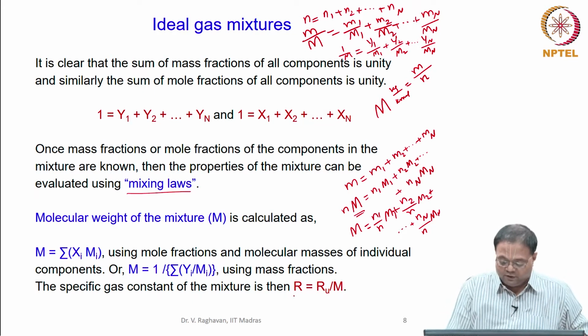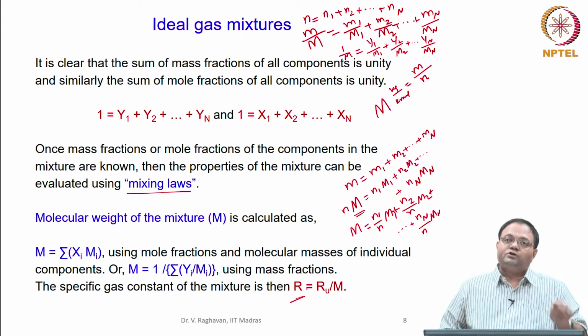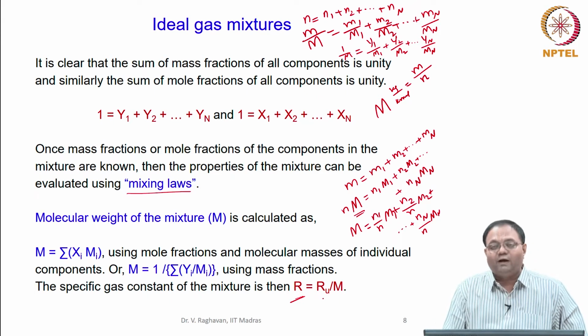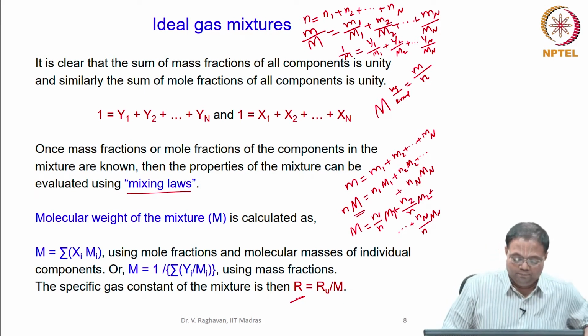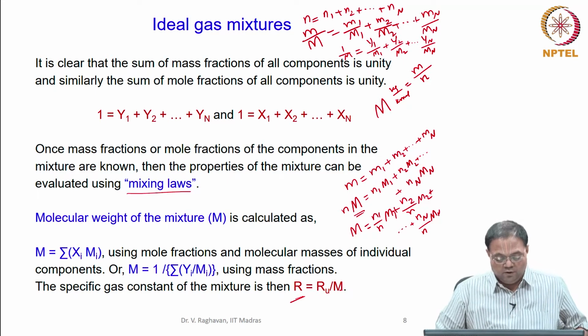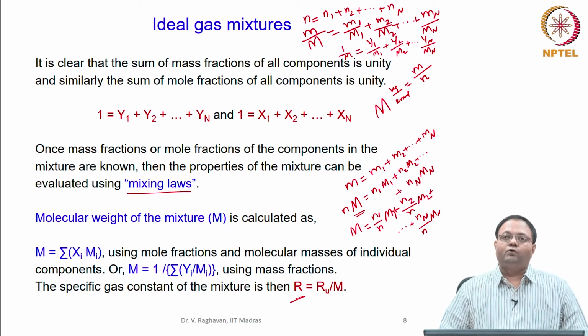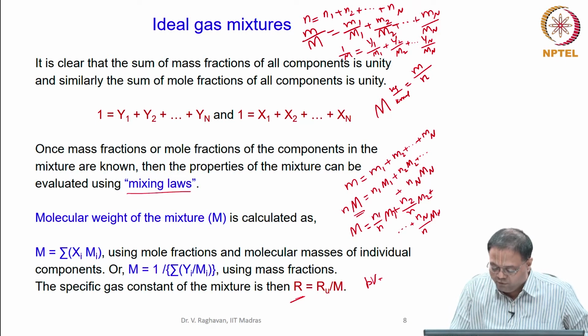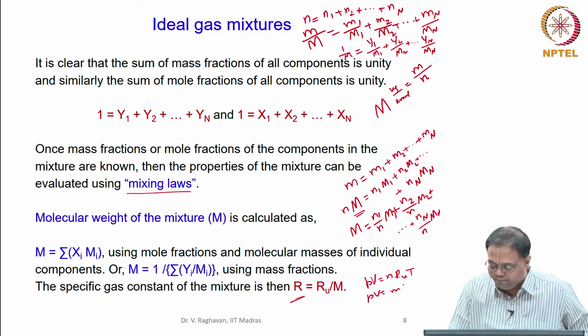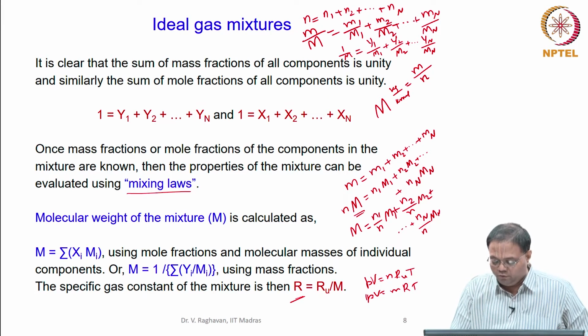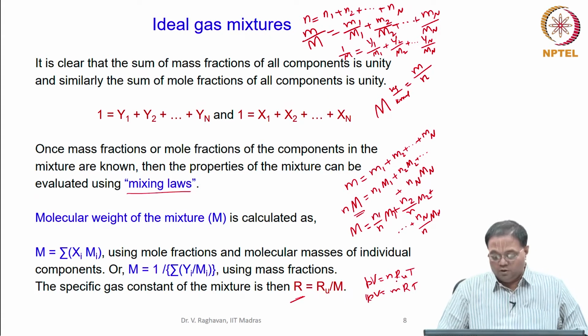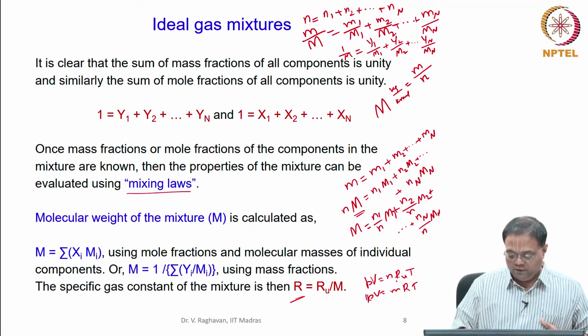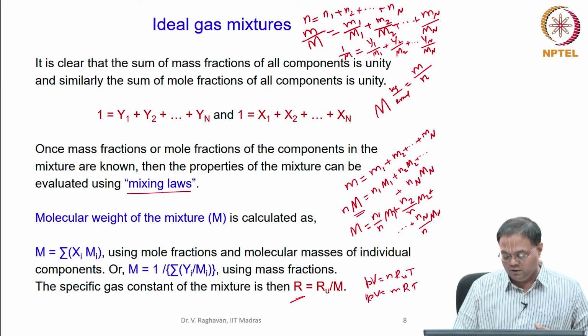Once you do that, the specific gas constant of the mixture is nothing but the universal gas constant divided by the molecular mass of the mixture. So Ru by M, okay. So that is the first step you have to do, calculate this. Once you know this, then I can very easily write the equation of state as PV equal to n Ru T, or PV equal to m RT. Now you know R, so you can use whichever relationship you want, and you have got the value of R and the molecular weight of the mixture.